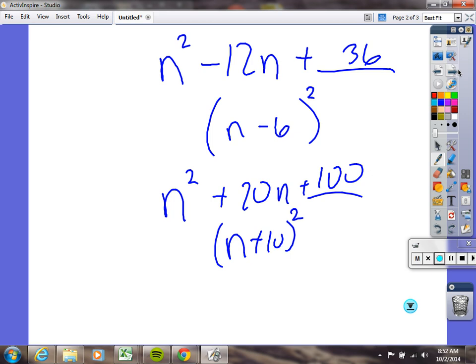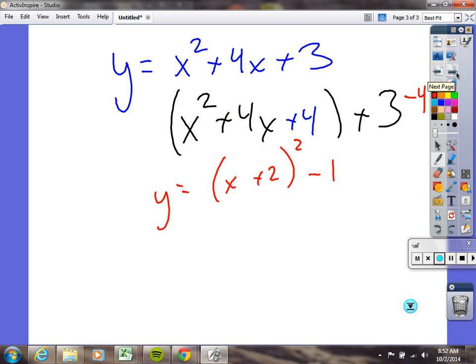But you understand I have a 4 here, so I cut him in half. That's the 2. And notice how did I get this 4? Because I cut him in half. That is the 2, and 2 squared equals 4. You okay with that? Good.